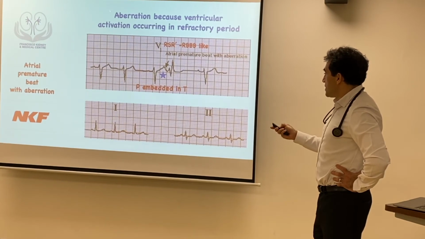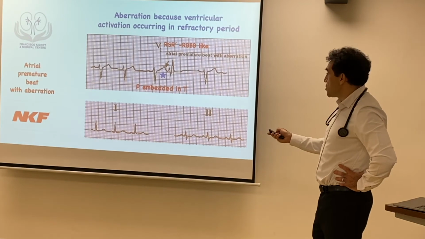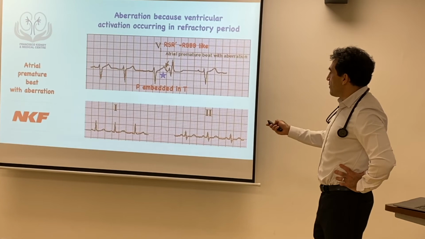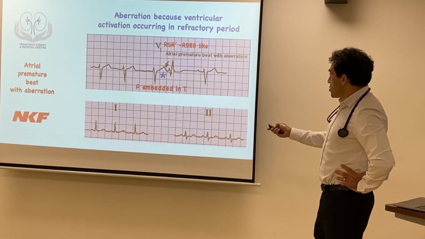This one is the same, but there is some aberration. So now the next complex is not normal. It looks wide and broad and funny in shape. So it has this conduction problem that's called aberration.